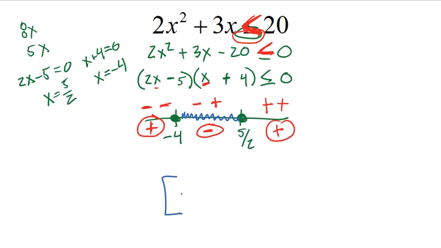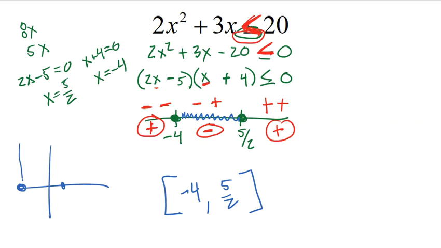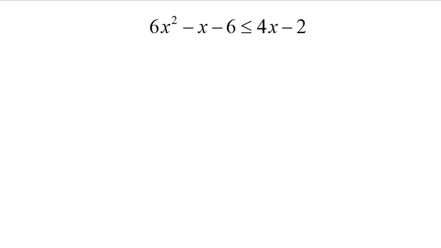So my answer is bracket -4 to 5/2 with the bracket. Why brackets? Because I'm allowed to equal 0, which is what happens at -4 and 5/2. If I were to make a graph of this, here's -4, here's 5/2. The graph is going to do something like this, where in between here and here, I am below the x-axis, hence negative. Easy, right? So simple.